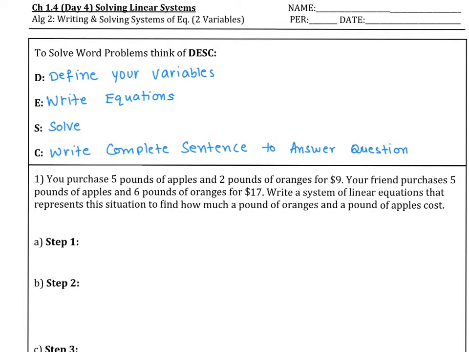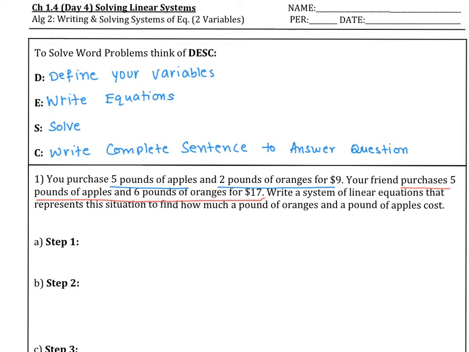Your first problem is you purchase 5 pounds of apples and 2 pounds of oranges for $9. So your first thing is to underline the important information. So 5 pounds of apples and 2 pounds of oranges for $9. Your friend purchases 5 pounds of apples and 6 pounds of oranges for $17. And this is the information to write a second equation.